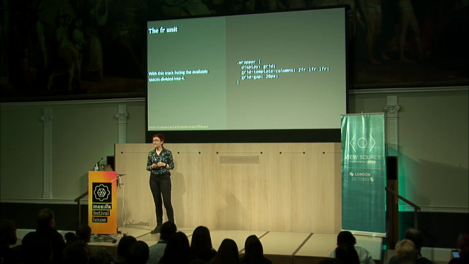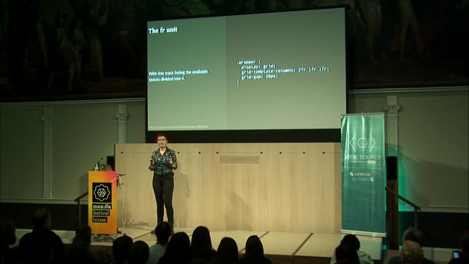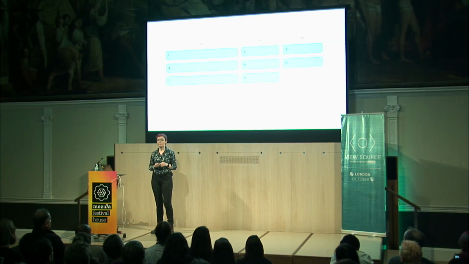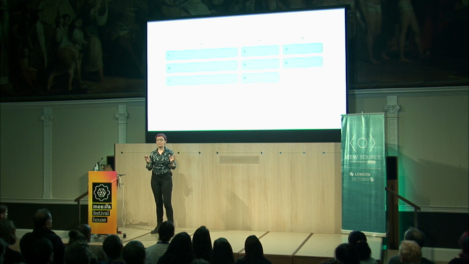So we can specify different FR values for tracks. Here I've got a 2FR track, and then a 1FR track, and a 1FR track. So the available space in the grid container is split into 4 and shared out in proportion. So we end up with something like this. And as the amount of space grows and shrinks, it just shares out in proportion.